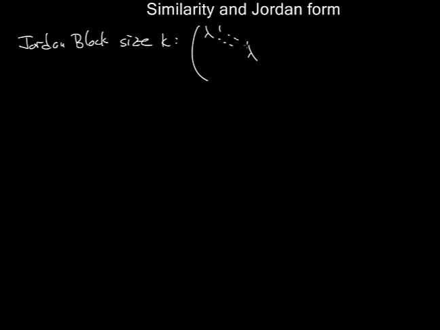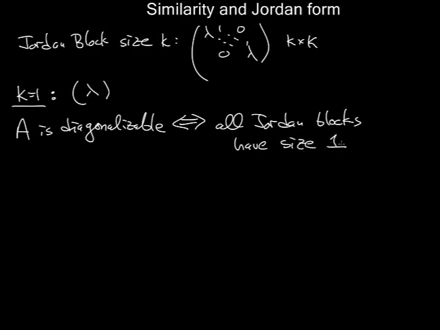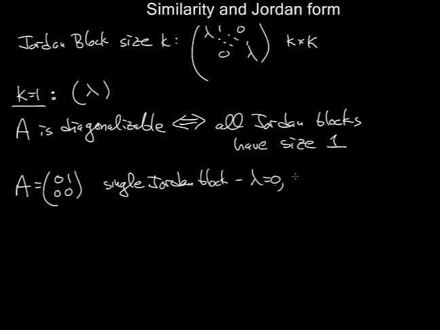So let's talk about that a little more. We'll say a Jordan block of size k is a matrix like this, which is k by k. And we allow k equal to 1, in which case it's just a single 1 by 1 matrix with a lambda. So the diagonalizable case is when all of the Jordan blocks are of size 1. That's the nicest case. And the non-diagonalizable case is when you have Jordan blocks of size bigger than 1. For example, this fellow here is a single Jordan block of size 2 with lambda equal to 0.